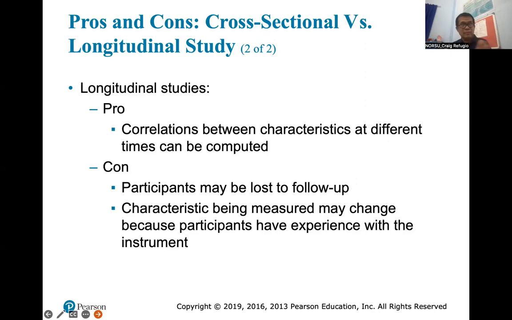Because when they reach grade 3, they can actually recall and say, oh, that's what we used in grade 2. This is what we use in grade 3. So there is familiarity already based on the experience that they have through their participation when they were still in grade 1 or when they were still in grade 3, and so forth and so on.